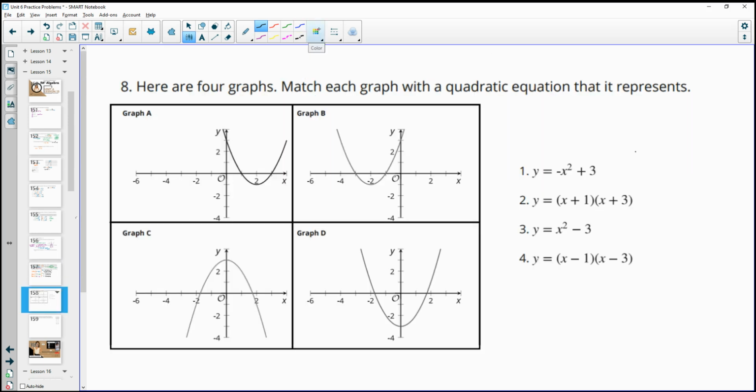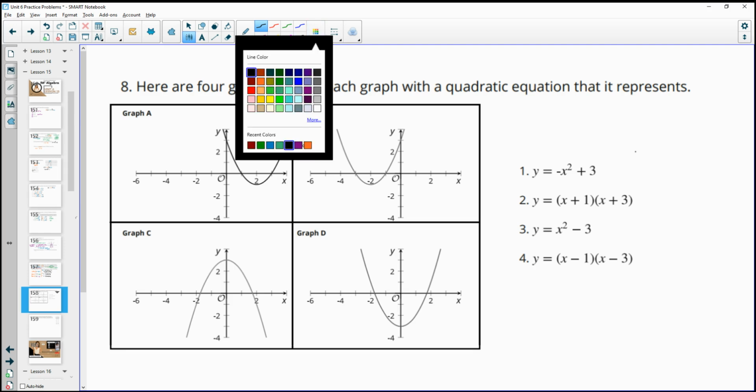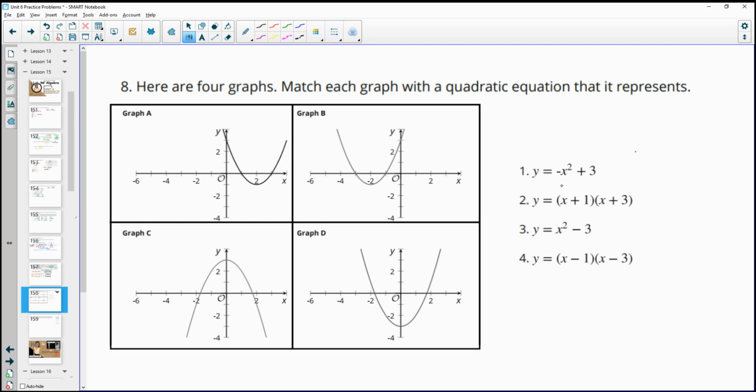Number 8, here are 4 graphs. Match each graph with the quadratic equation that it represents. So number 1, we see that this will make it be upside down. And there's only one graph that's upside down. So that must mean that graph C is number 1. We also see that it's going to start at 3. So it's going to be at 3 and upside down. So that matches.